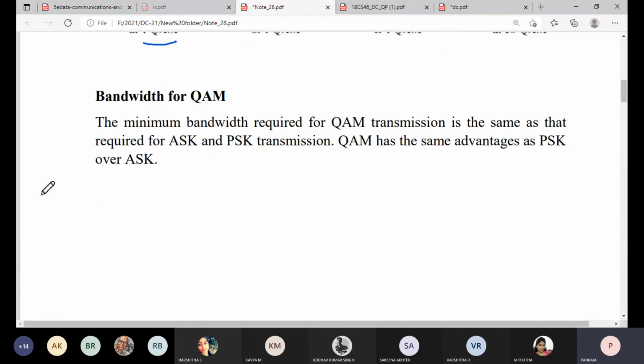What is the bandwidth used for QAM? The minimum bandwidth required for QAM transmission is the same as that required for ASK and PSK. What was the bandwidth I told you before, in the problem? Can you tell? It is B equals (1 plus d) times S. This is the bandwidth required for QAM, the same as that of ASK and also PSK.